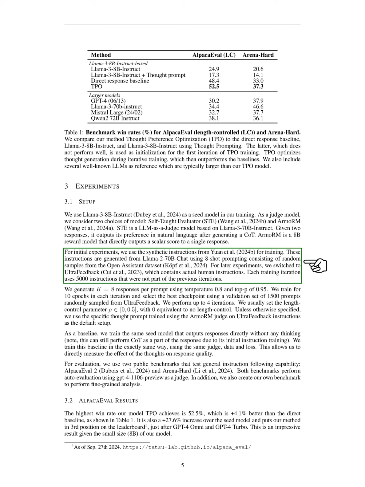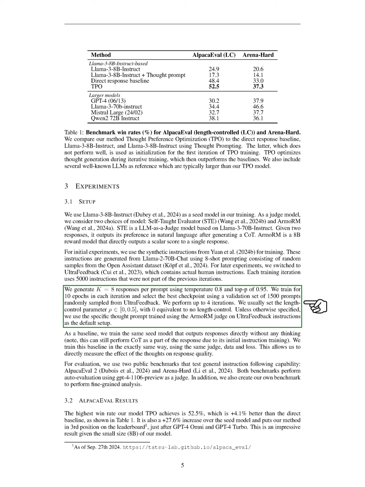Initially, we use synthetic instructions for training, generated from Llama 2 70B chat. Later, we switch to UltraFeedback, which contains real human instructions. Each training iteration involves 5,000 new instructions, and we generate 8 responses per prompt. We train for 10 epochs and select the best model based on a validation set. We typically set the length control parameter between 0 and 0.5, with 0 meaning no control. Unless stated otherwise, we use the thought prompt trained with the ArmoRM judge on UltraFeedback as our default.